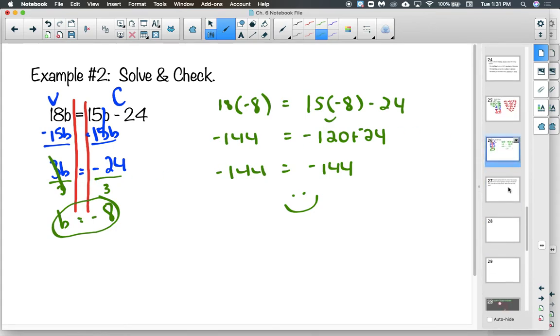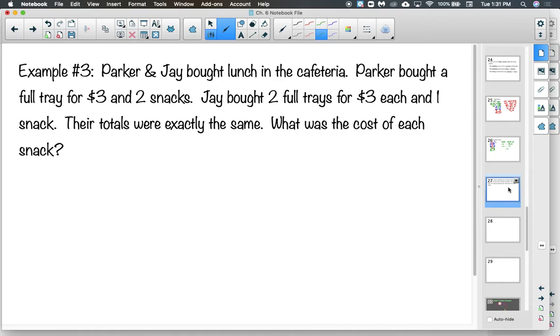Last problem, last one, it's a word problem. Are you ready? We've got Parker and Jay. They bought lunch in the cafeteria. Parker bought a full tray for $3 and he got 2 snacks. Jay bought 2 full trays for $3 each and he bought 1 snack. Their totals were exactly the same. What was the cost of each snack?